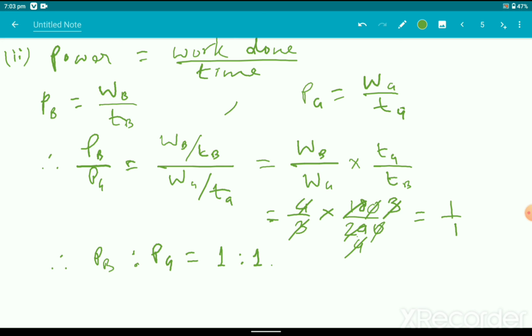Hence, power developed by the boy is to power developed by the girl is equal to 1 is to 1. So the ratio is clear. As these are ratios, there is no unit, these are pure ratios. I think the solutions are clear to all of you.